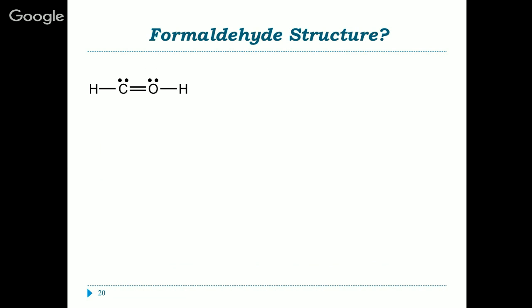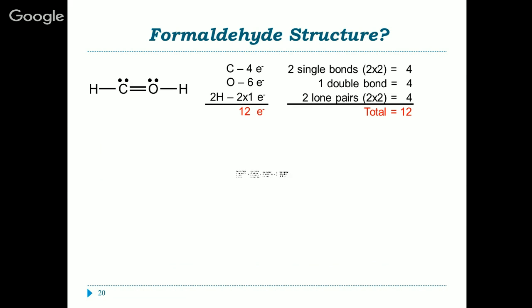So the formaldehyde structure, right? Formaldehyde is used to preserve tissues, and it's embalming fluid. So here's one example. Carbon is 4 electrons, oxygen is 6. We have 2 hydrogens, each with 1 electron, total of 12 electrons. 2, 4, 6, 8, 10, 12. So we have all of the electrons represented.